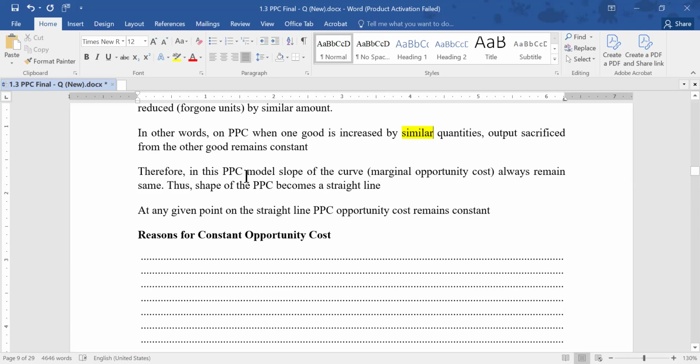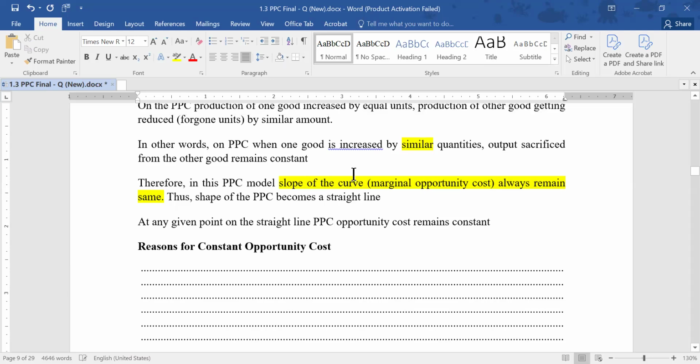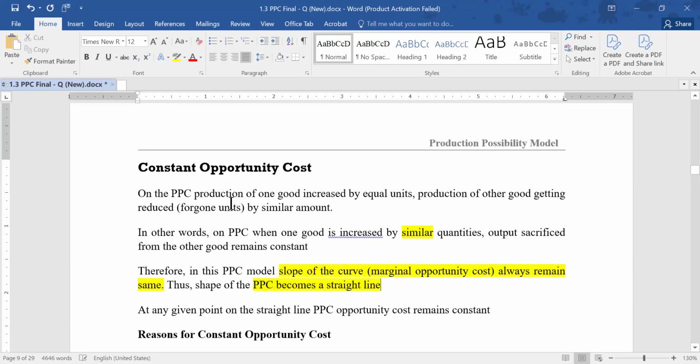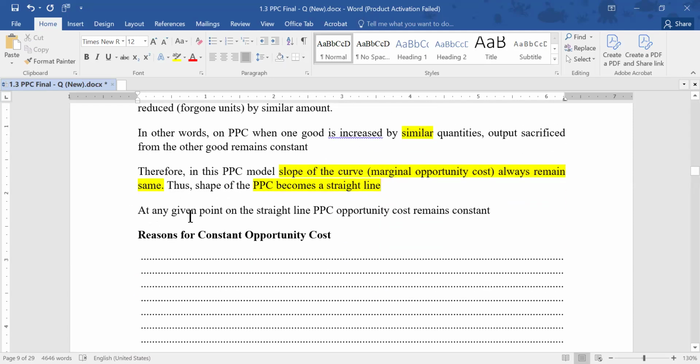Therefore, in this PPC model, slope of the curve, marginal opportunity cost, always remains the same. That means slope remains unchanged. The shape of the PPC becomes a straight line. Those are important points that the examiner will check. At any given point on the straight line PPC, opportunity cost remains constant.